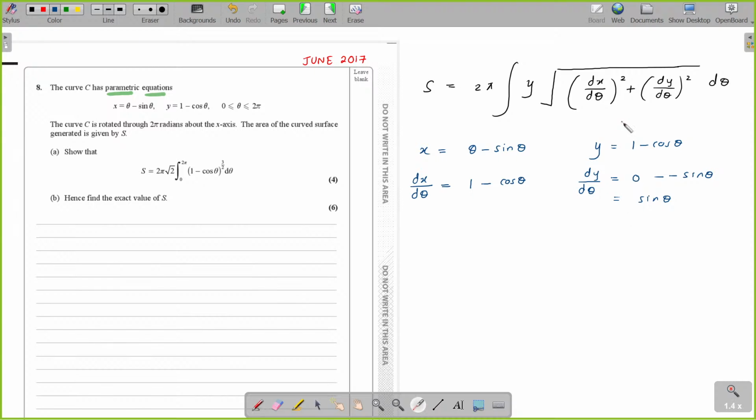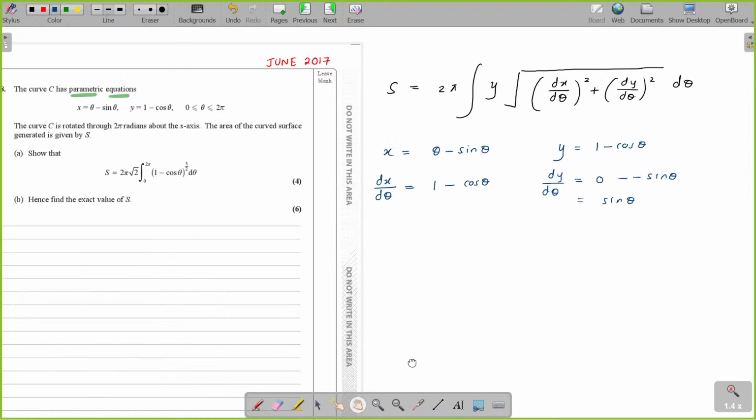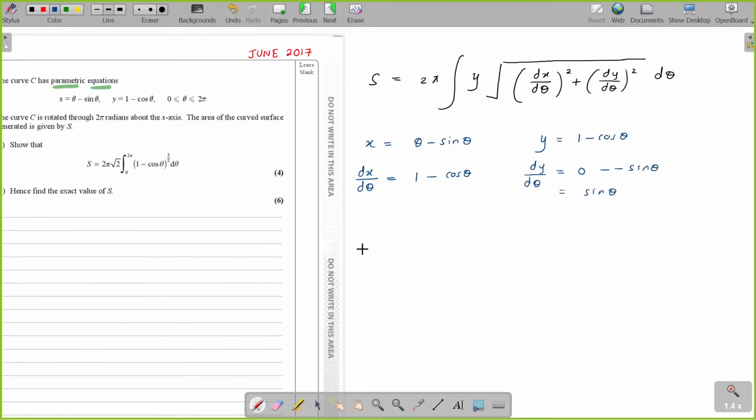Now let's take all of these and substitute them into this equation. S equals 2 pi integral y. Shall I replace the y value directly? Y is going to be 1 minus cos theta, and then it's the root of (dx by d theta) square, which is (1 minus cos theta) square, plus (dy by d theta) square, which is sin theta whole thing square, so basically sin square theta. Okay, and now what? Let's simplify.